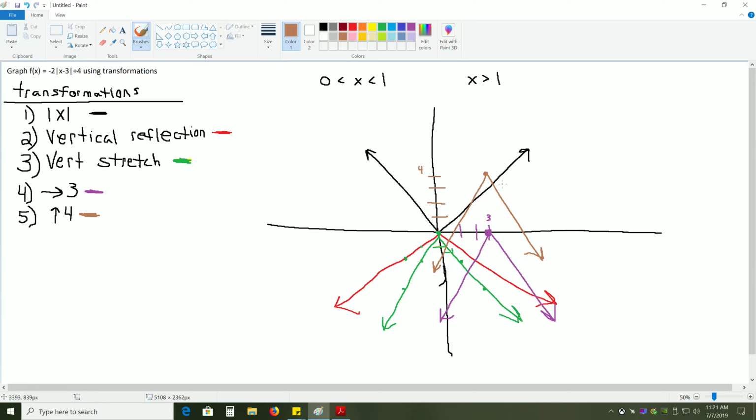Okay, and now this brown graph represents the final graph. Ignore all of the other colors on this graph. The graph of f of x equals -2 times the absolute value of x minus 3 plus 4 is this brown graph here. This is a rough sketch of it. All of these steps in between were the transformations that led us to this brown graph.